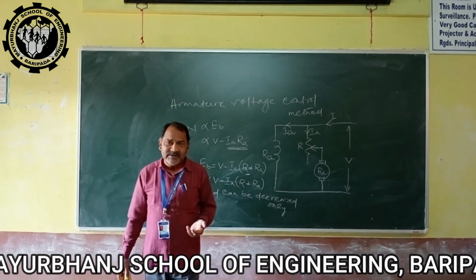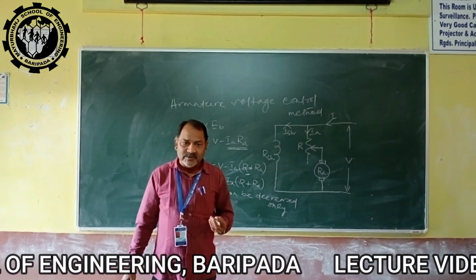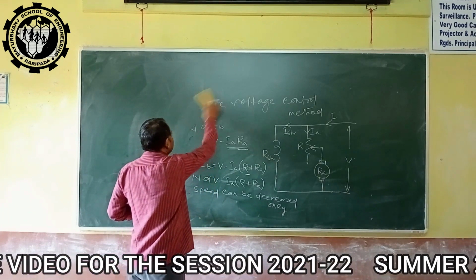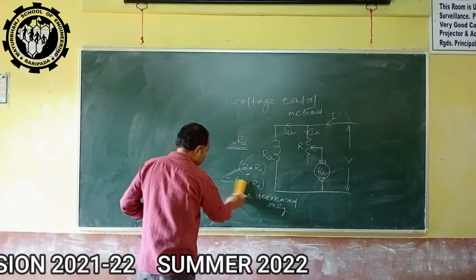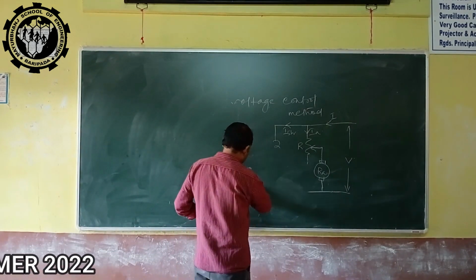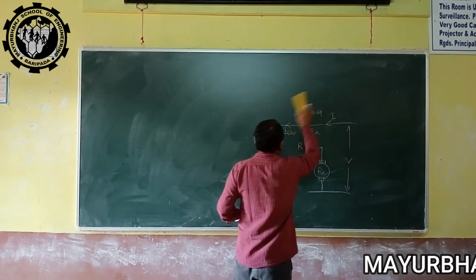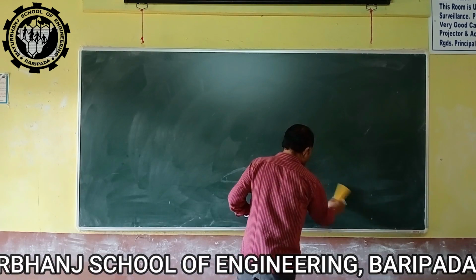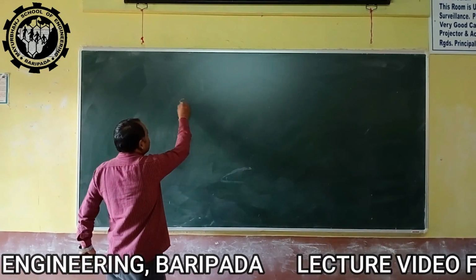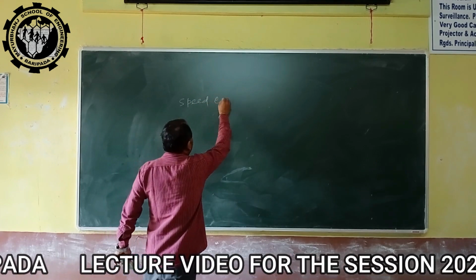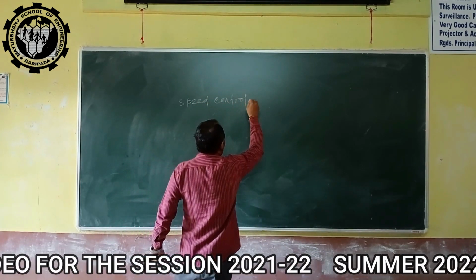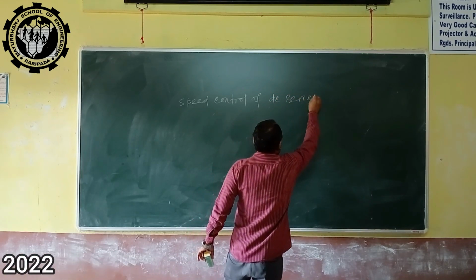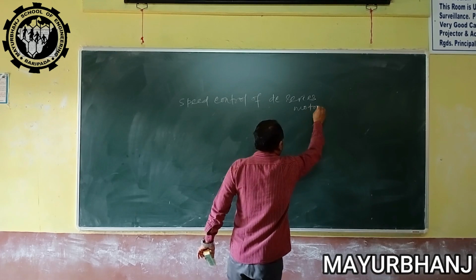Similarly, there are some methods of speed control in case of the DC series motors. In DC series motors, we can use different methods. So this is speed control of DC series motor.